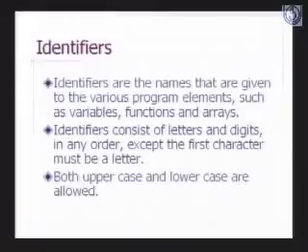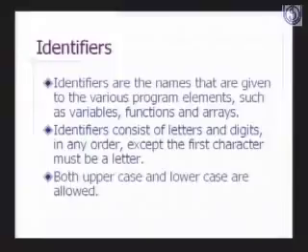For each and every programming language, we have certain identifiers, like the names that we use in programming. Suppose you want to use a variable, it is a kind of identifier. These identifiers are the names given to the various programming elements such as variables, functions and arrays. Suppose you give a variable name as amount, this amount is nothing but a variable name, and it is in general called an identifier. Suppose you give a function name as square root, that function name is also an identifier. An identifier consists of letters and digits in any order except the first character must be a letter.